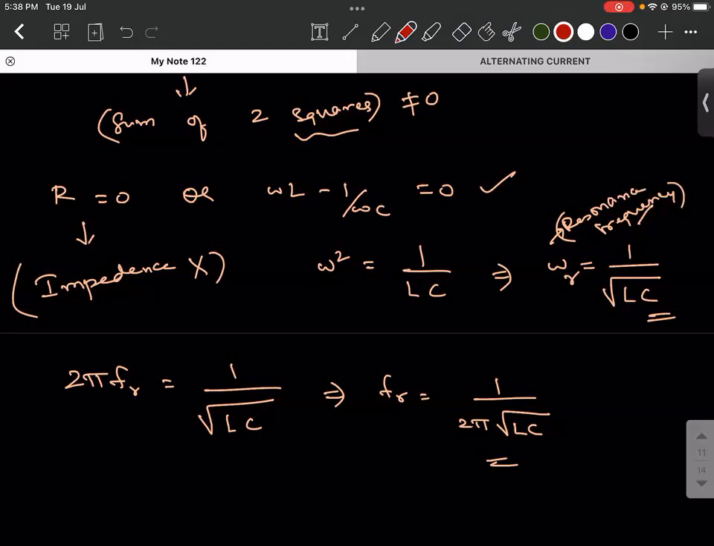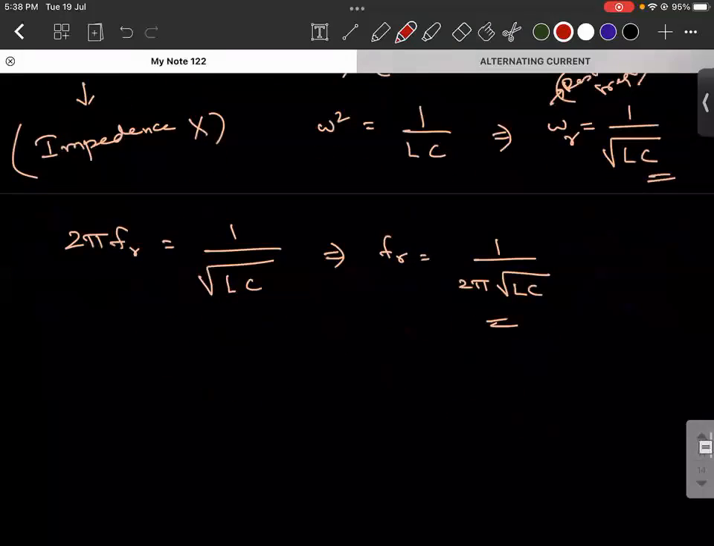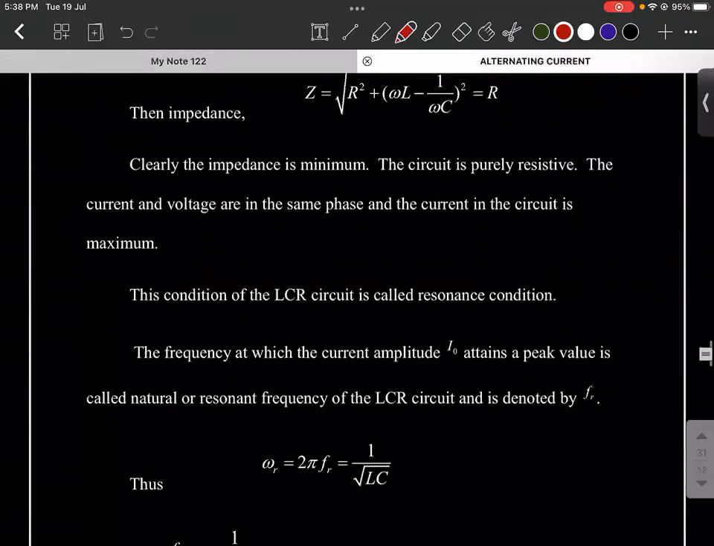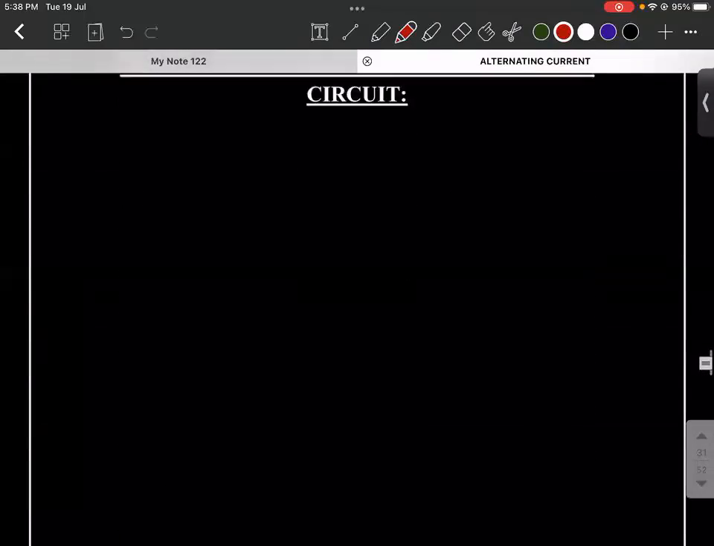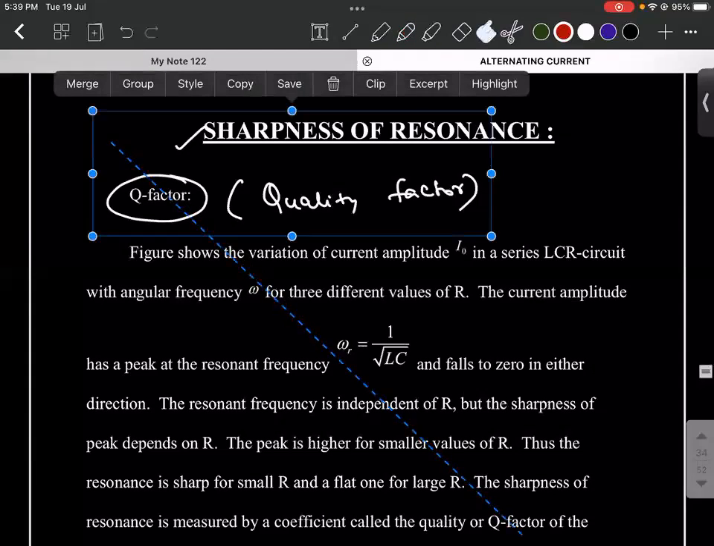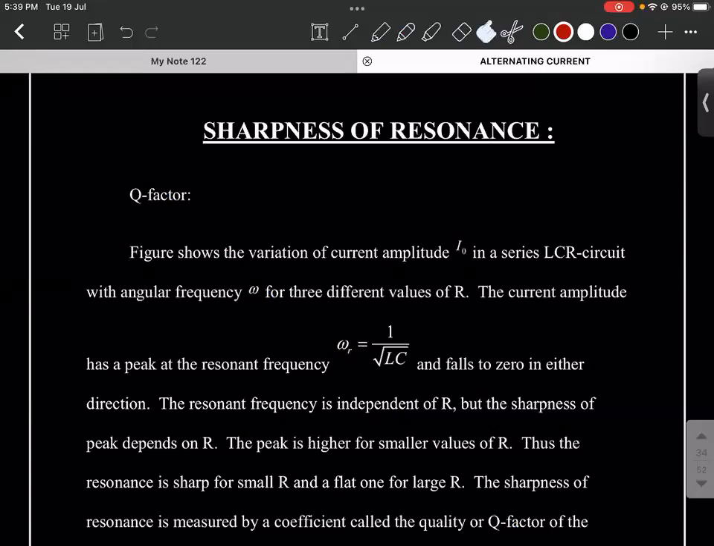Okay. Is this point clear? No? The next thing is, we need to discuss a concept called sharpness of resonance, right?